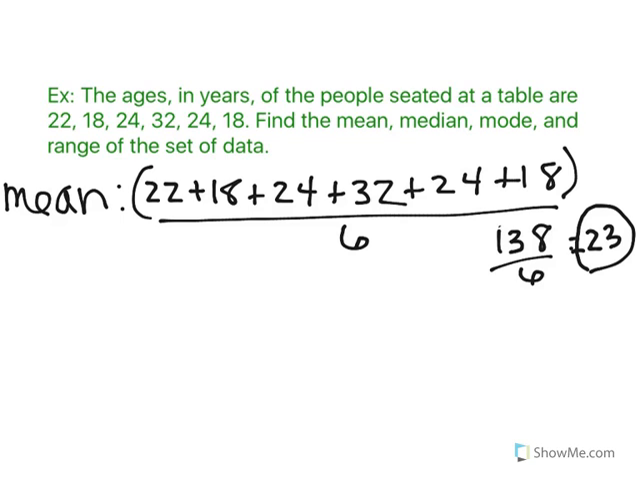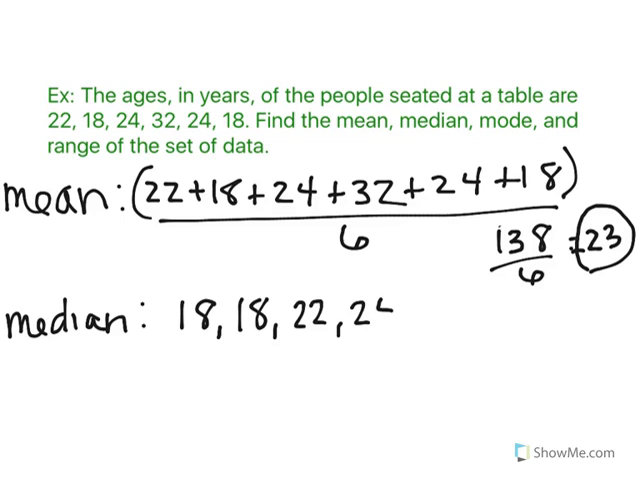Median is the middle value. What we have to do with median is order the numbers from least to greatest. So I'm going to write 18, 18, 22, 24, 24, and 32. What I like to do is write the number and cross it off, just so you make sure you're including everything. Now I'm going to cross off one at the left and one at the farthest right. Keep crossing out until you get to the middle.